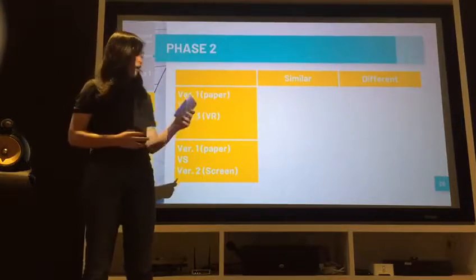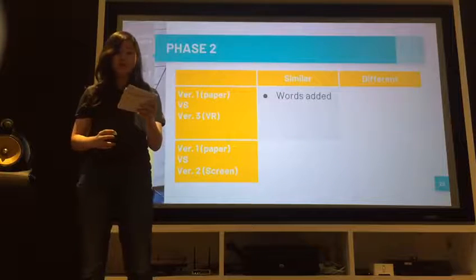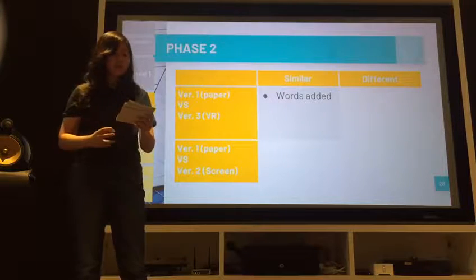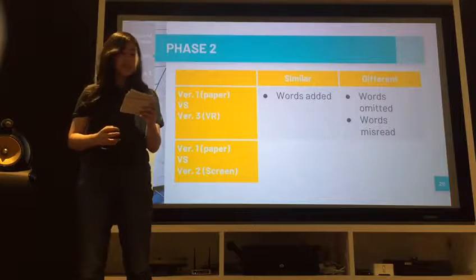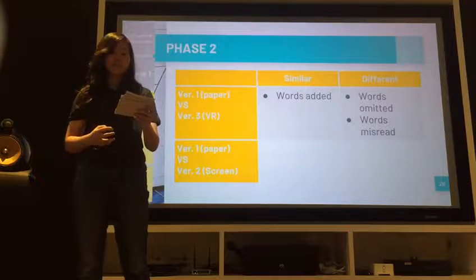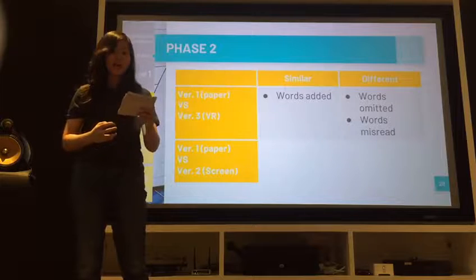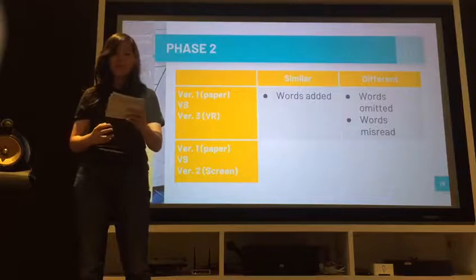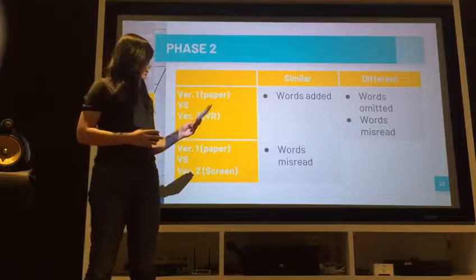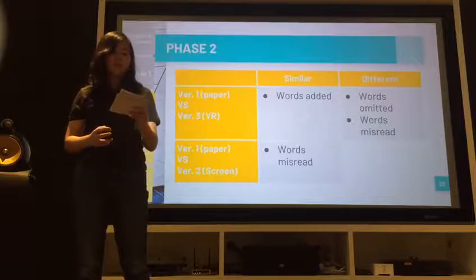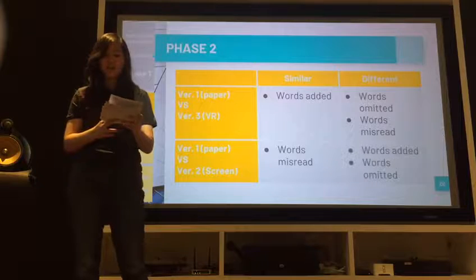It's worth noting that while the number of words added in version 3 is similar to that of version 1, neither the number of words omitted nor misread is similar. This indicates that there is no overall trend in accuracy, rather, individual components are affected. The same observation can be drawn when comparing version 2 to version 1, as while the number of words misread is similar in version 2 and 3, the number of words added and omitted differ significantly.